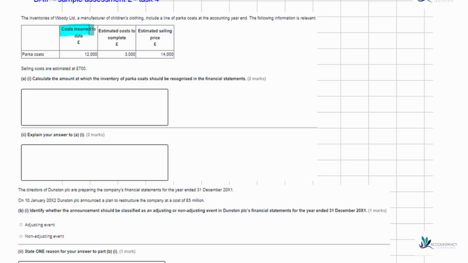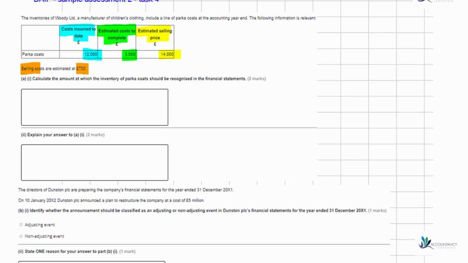So it tells us that the cost incurred to date amounted to £12,000. But we've also got some other information. The estimated cost to complete amount to £3,000, and there's also an estimated selling price of £14,000. Now notice they've also given us a little bit more information. Selling costs estimated at £700. So they've given us some extra information that's not included in the table, and that might easily be forgotten when you're doing the question. So you need to make sure you're looking at everything.